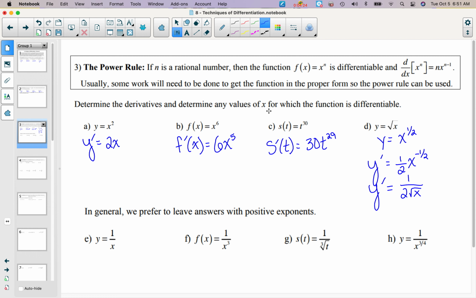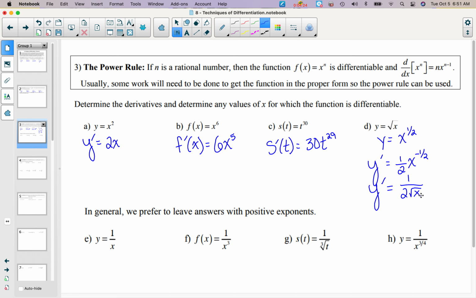Okay, I guess it said here to determine any values of x for which the function is differentiable. So on parts A, B, and C, it's going to be differentiable everywhere because you have polynomial functions. They are smooth and continuous. There are no values that we exclude from the domain. For this last one, we could say it's differentiable everywhere on the domain. We had something come up like that in class.